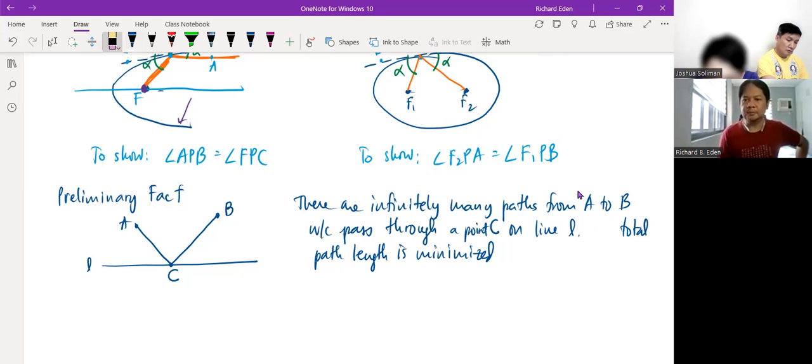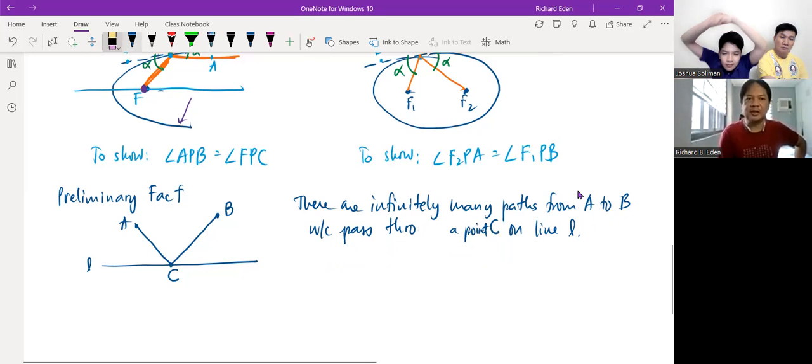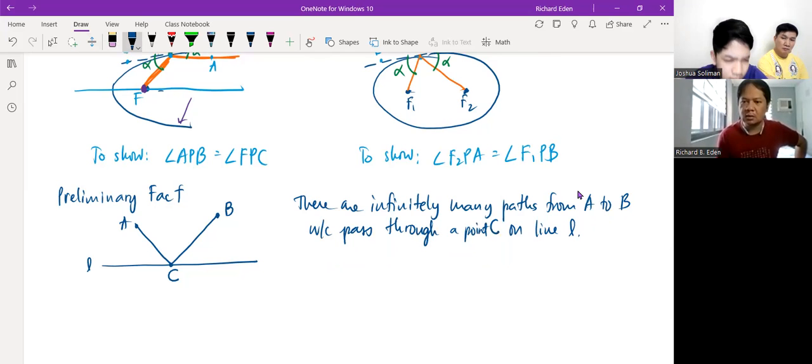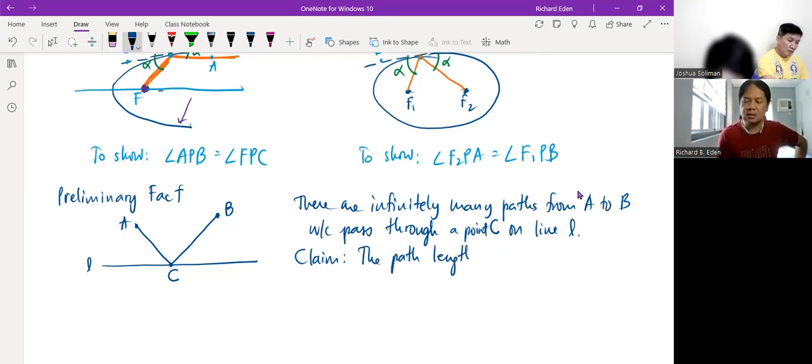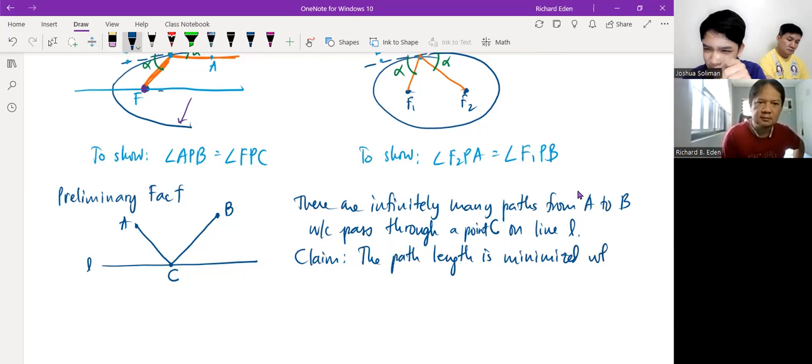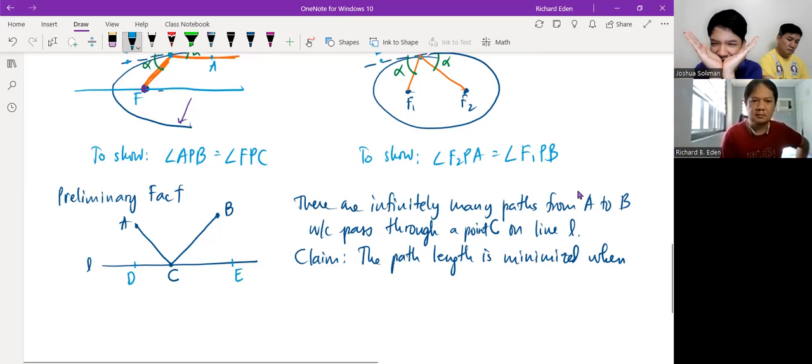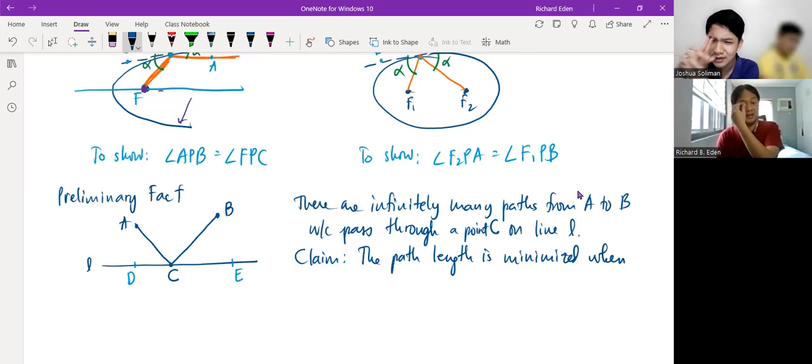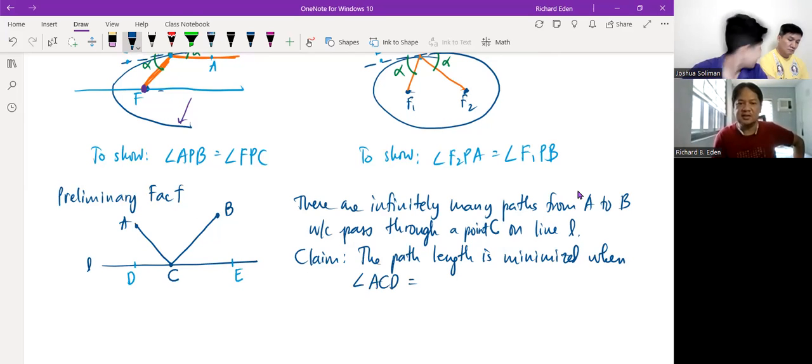Okay, so I have the following theorem. Claim: the path length is minimized. This is the theorem on the reflection of light, where the angle of incidence and the angle of reflection are equal. So the path length is minimized when angle ACD is equal to angle BCE.